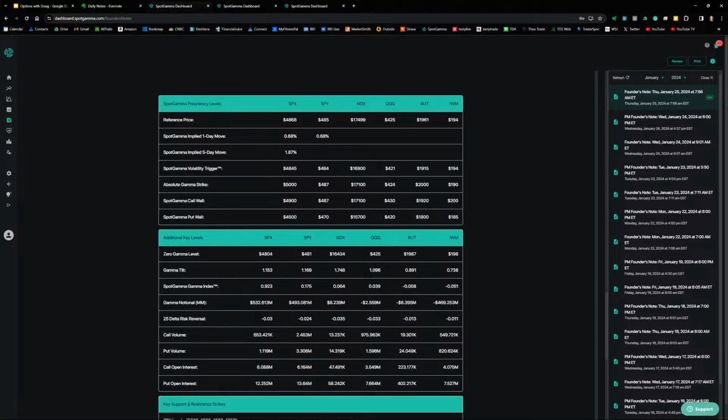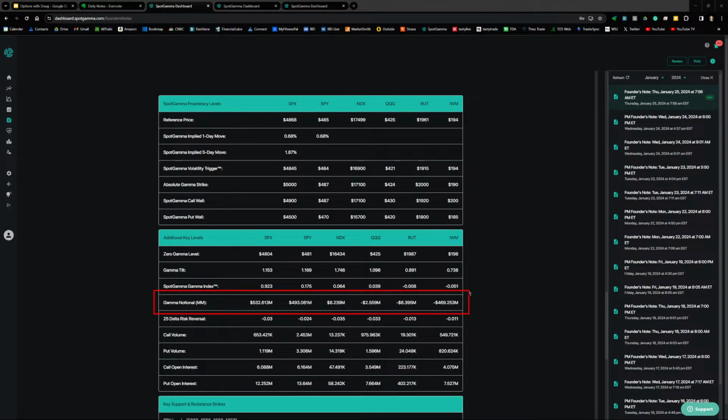All right, so let's go to gamma notional. I go over this every day. I like to see how market makers are positioned on the gamma curve and how it gives me a sense of the anticipated volatility and trading range for the day. So this is gamma notional for the S&P 500, NASDAQ, and Russell 2000. And this is at the bottom of the AM Founders Note, SpotGamma AM Founders Note.